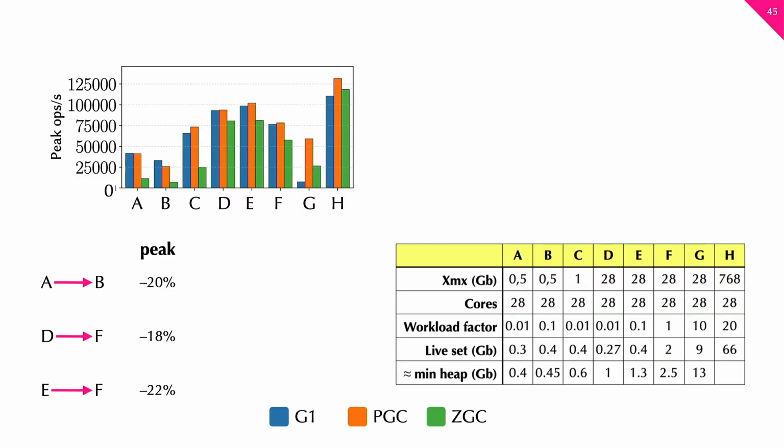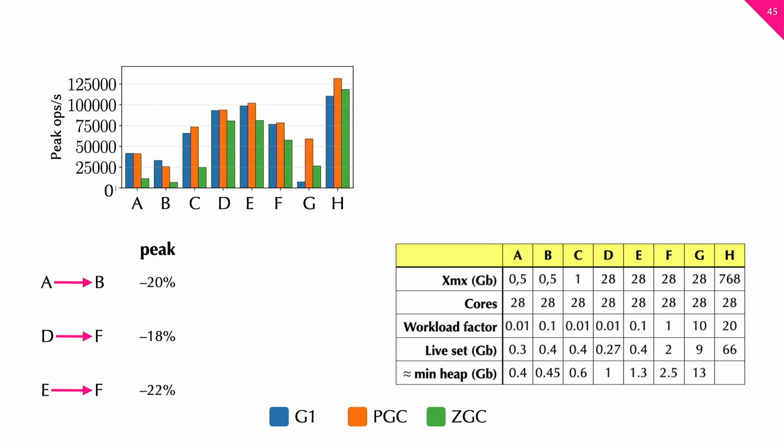So what do we see? Well, when we go from A to B, we're essentially touching the live set a little bit. It's a 33% increase of the live set. So we see throughput reduction for A1, that's the blue bar up there, of 20%.